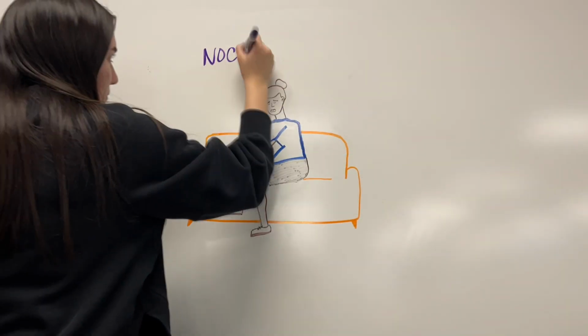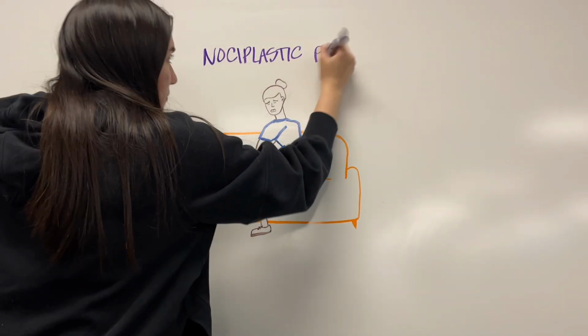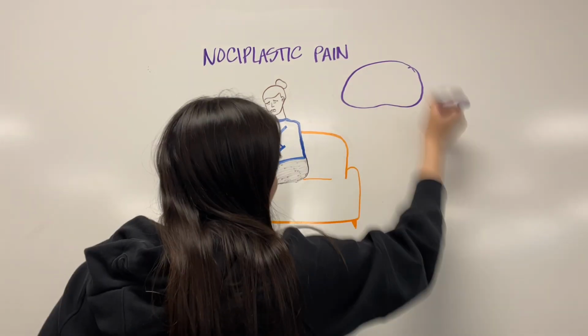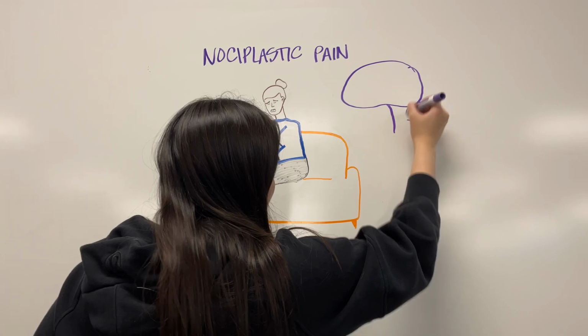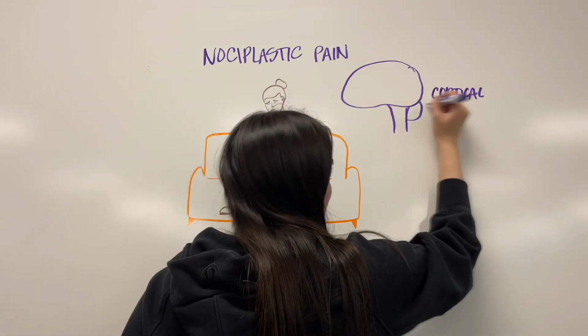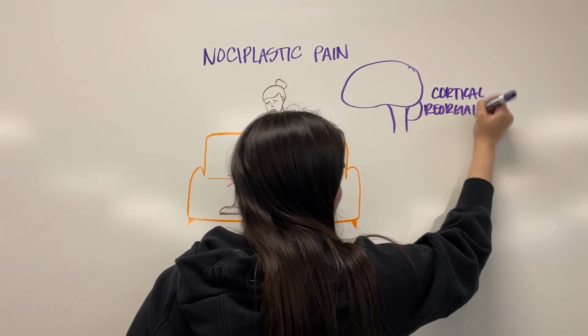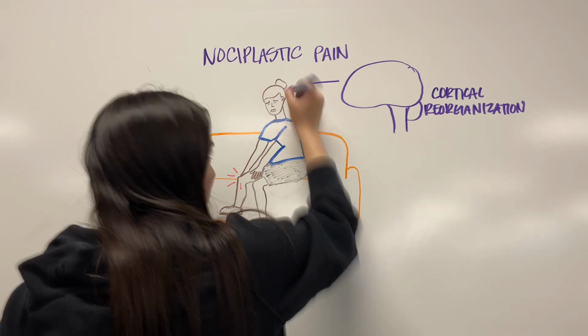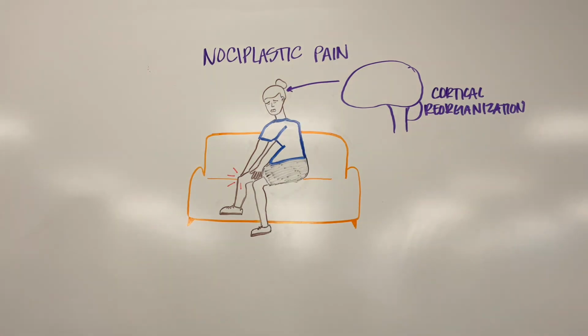The last type of pain we're talking about today is nociplastic pain, which is characterized by augmented pain processing in the peripheral and central nervous system, leading to increased sensitivity seen in patients with fibromyalgia or chronic low back pain. Here you might see cortical reorganization, leading to changes in the brain's pain processing areas, making pain harder to inhibit and less responsive to opioids or pharmacological interventions.